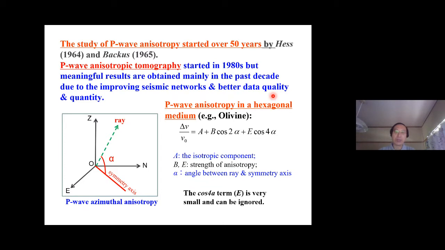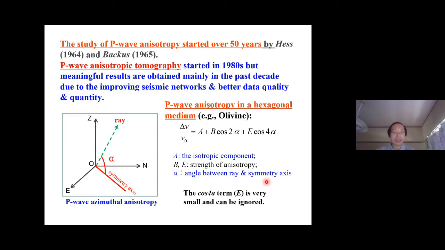P wave anisotropy in a hexagonal symmetry medium, such as olivine, can be expressed by this equation. Here, A is the isotropic component. B and E represent the strength of anisotropy. Alpha is the angle between the ray and the symmetry axis. In this equation, the cosine 4 alpha term is very small and can be ignored.